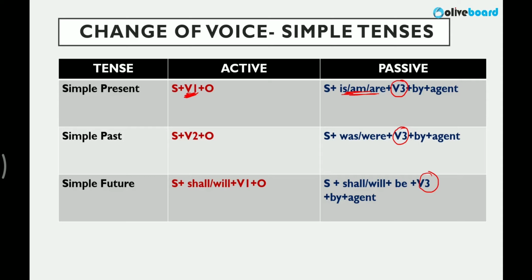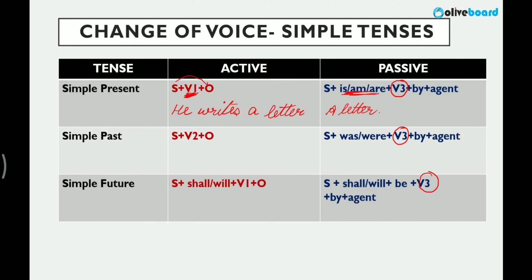I'll write a very simple one here. He writes a letter. Now see and learn how you convert. This is an active voice sentence in simple present tense. Now see how you will convert this one. First, you have to swap the two. So what will come here? A letter. The agent is the doer of the action, so the doer here is he.